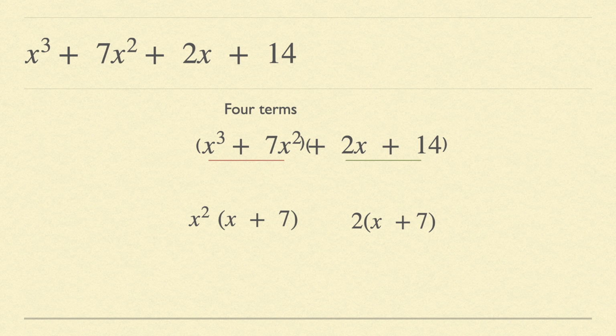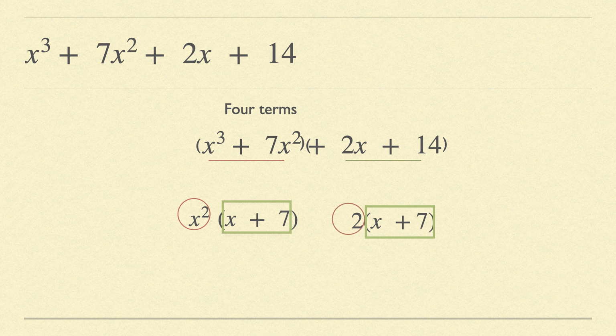All right, so I want you to look at those 2 sets of factored terms. So I have here x squared times the quantity of x plus 7 and 2 times the quantity of x plus 7. Did you notice that x plus 7 is in both of them? That's what I call the match. You're always looking for that match. Then I have what I call the leftovers. I have x squared and I have 2.